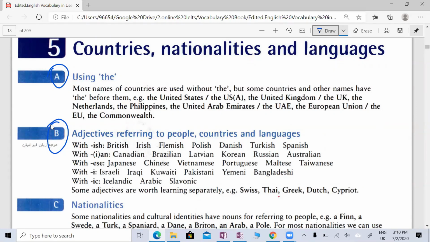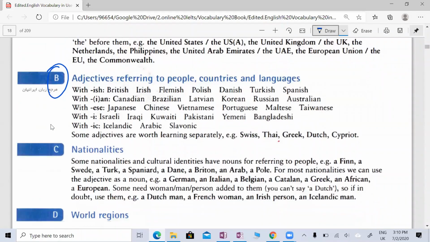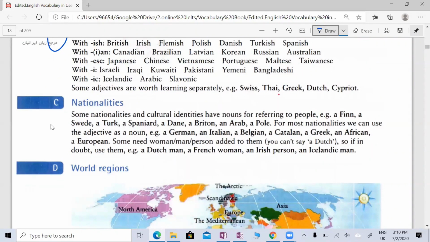Some adjectives are worth learning separately. They don't follow any rules like ISH or IAN or ESE. It's like Swiss, Thai, Greek, Dutch, Cypriot. Okay, these are unusual, not coming with any kind of pattern.